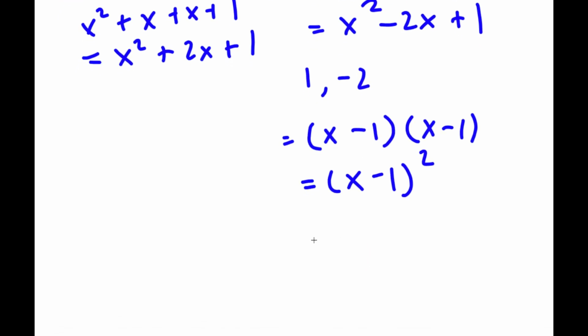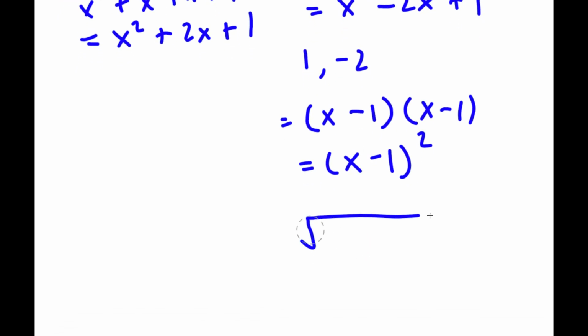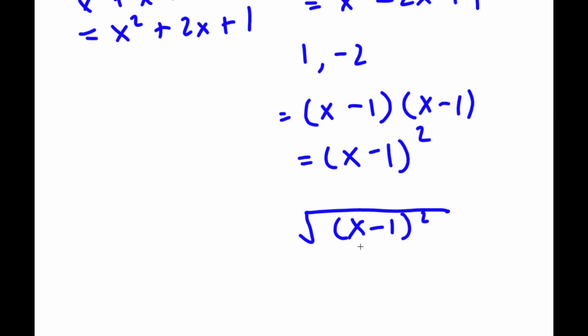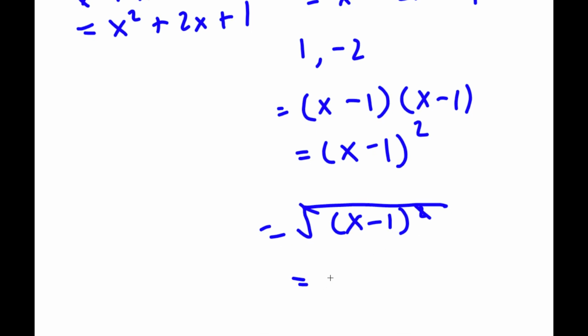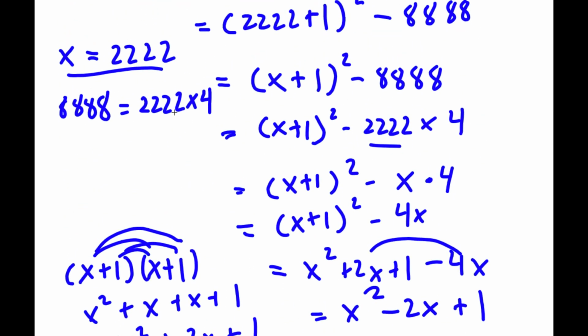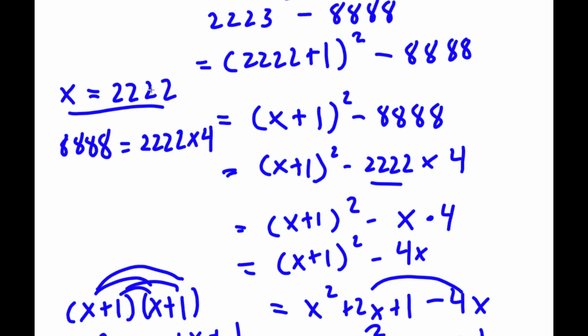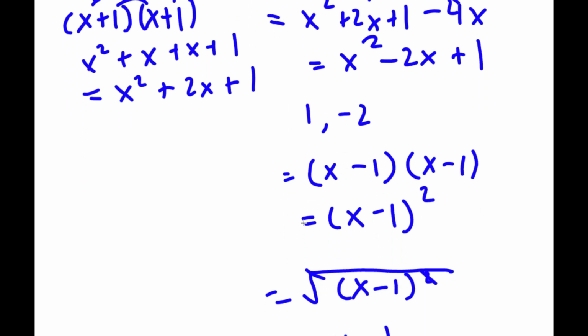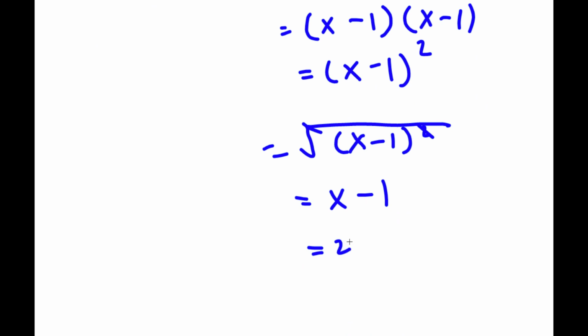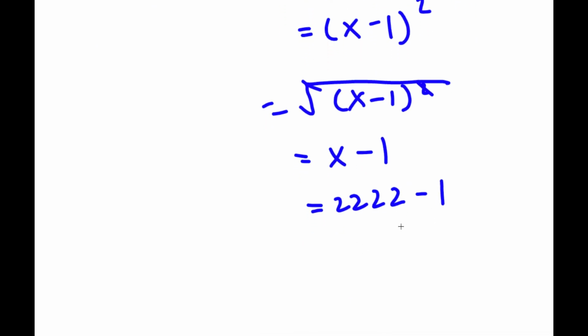So now, if we bring back our square root, we get the square root of x minus 1 squared. Well, the square root and the power can simply cancel out. So we are simply left with x minus 1. Now remember how we set x equal to 2,222. So x minus 1 would be 2,222 minus 1. And 2,222 minus 1 is simply 2,221.